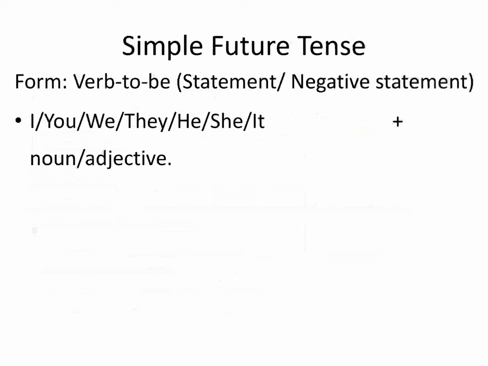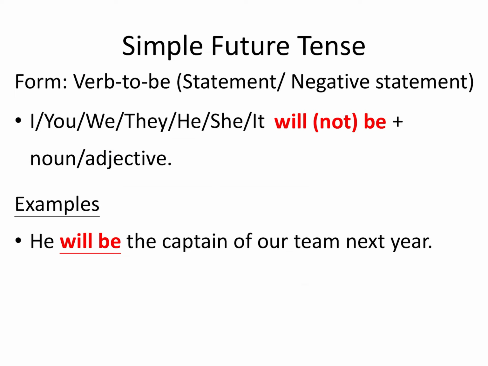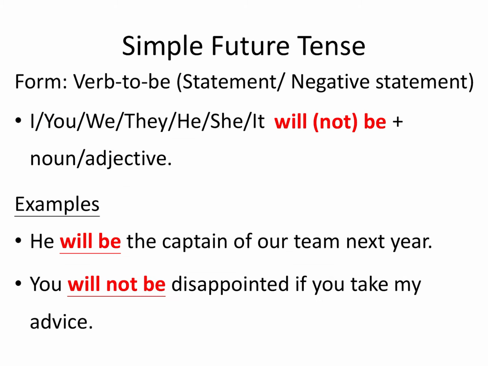The same rule also applies to verb to be, since the VI form of be is be. As it remains unchanged, we will have will be or will not be as the simple future verb to be. Examples: he will be the captain of our team next year. You will not be disappointed if you take my advice.